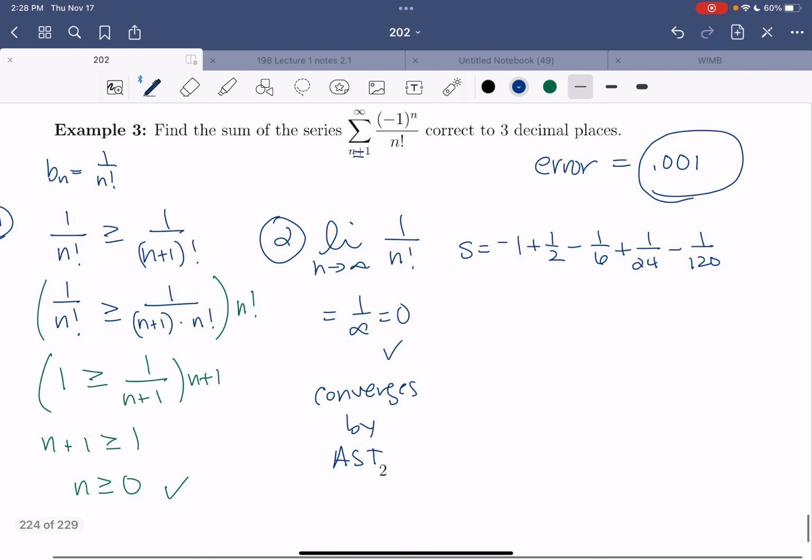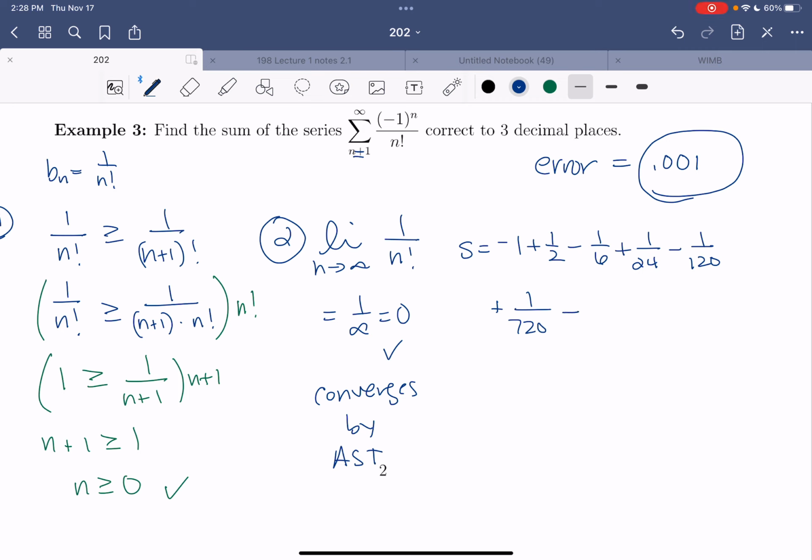And we can keep going here. Plus, by the way, you want to check to see what these are equivalent. So 1 over 120 is 0.008. So that one's not close enough yet. So let's go another term. So that's 1 over 720. So 1 over 720 is 0.001. That one's not small enough.